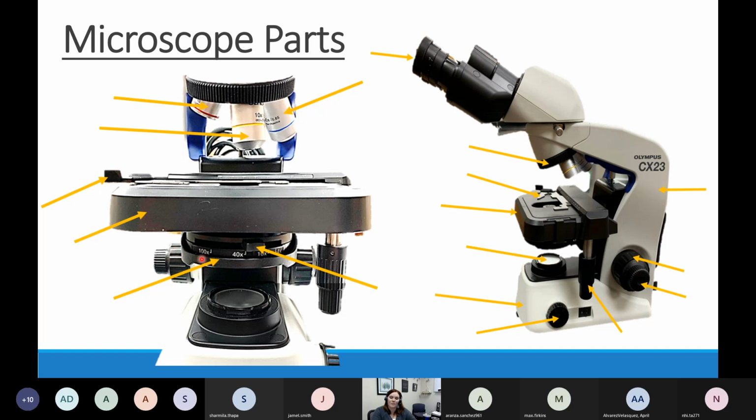that's closer to the arm. That's the coarse adjustment knob. And this one right here that's sticking out from the arm, that's the fine adjustment knob. So the coarse and the fine adjustment knob helps us to get things into focus.